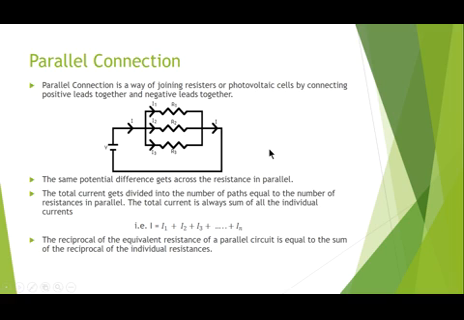Next, we are going to see parallel connection. Parallel connection is nothing but joining resistors by connecting positive leads together and negative leads together. We can also say that one end of all the electronic components are connected to each other and the other end of all the electronic components are connected to each other. That connection is known as parallel connection.